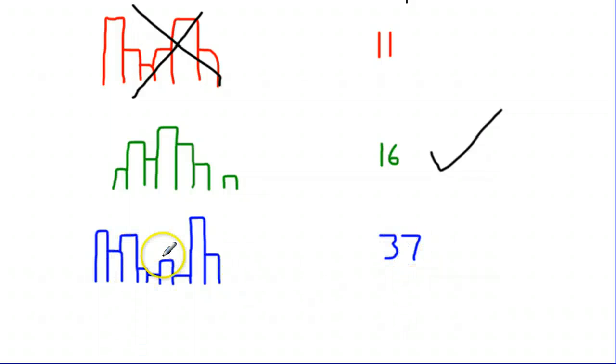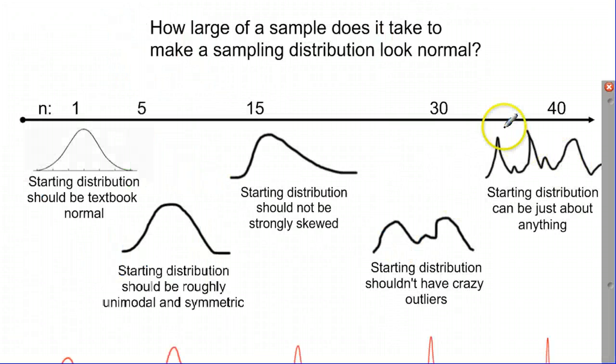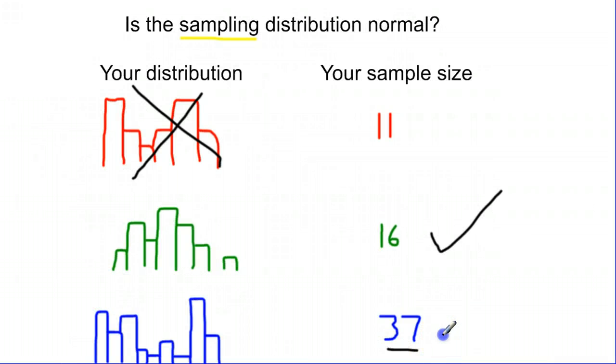And then here, some kind of a crazy distribution, maybe 2 or 3 peaks going on, but it's got a huge sample size, 37. We said anything in the 30s and 40s and above, pretty much anything goes, and you're going to end up with a nice, clean, normal curve. So this one's going to be all right. So these two would both work out. This first one is a little bit too crazy to have a sample size of only 11 turn it into a normal curve.